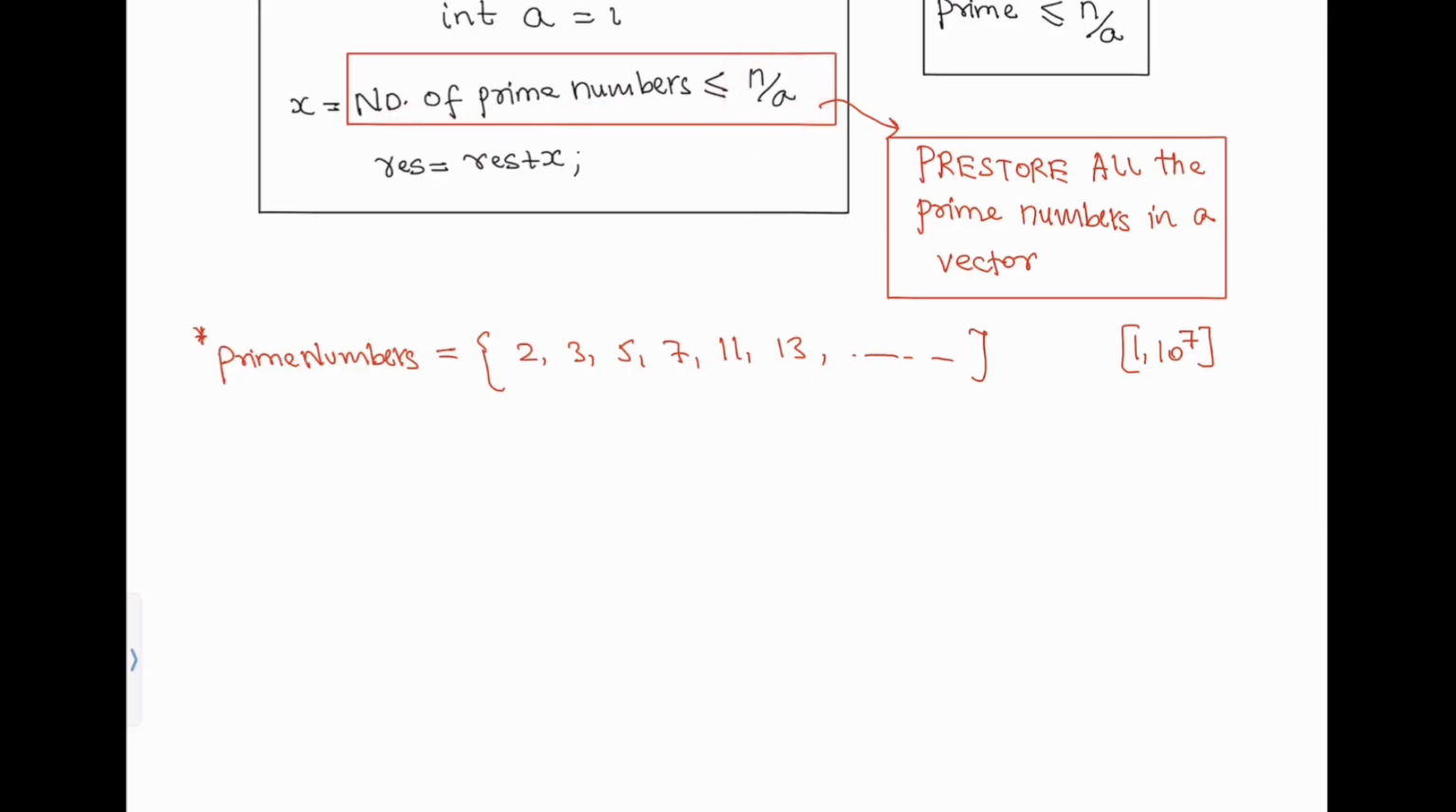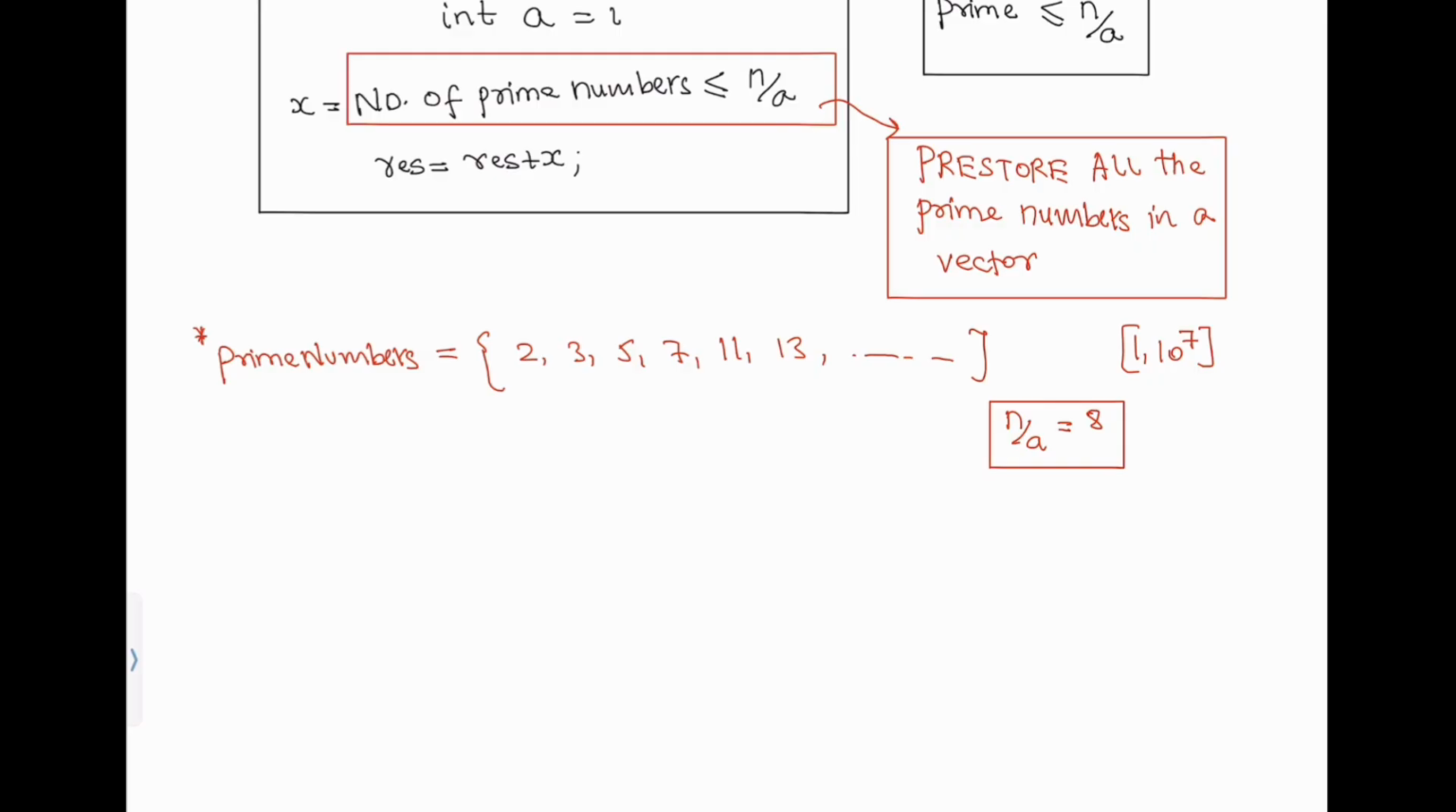How many of them are less than or equal to n over a? For example, if the value of n over a comes out to be 8, the question is how many prime numbers are there which are less than or equal to 8? You will say, okay, 1, 2, 3, 4. There are 4 prime numbers which are less than or equal to 8. So you can do a linear search over here. Again, linear search won't be very optimal.